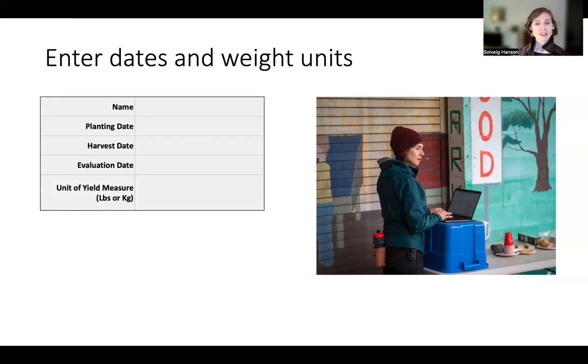You will enter your data on a Google Sheet that we will link you to. First, please enter your planting, harvest, and evaluation dates. That will help us contextualize the maturity of your trial. And critically, please enter pounds or kilograms for your unit of weight measure. You are free to use either one, but it's very necessary that we know which one you're using.